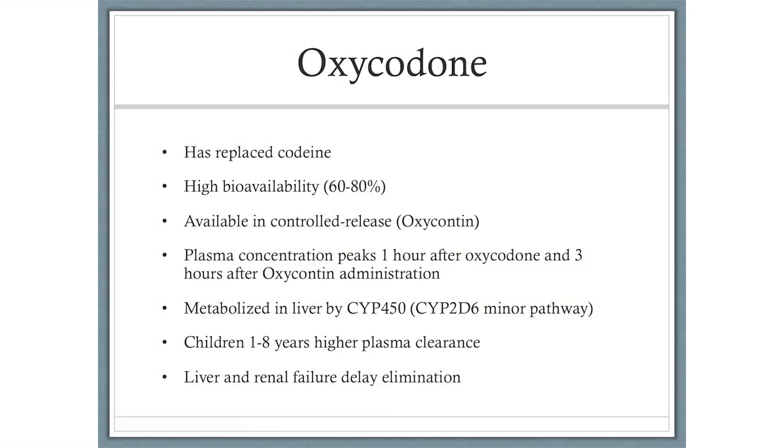So oxycodone has really replaced codeine. It has a pretty high bioavailability, 60 to 80%. It's available in a controlled release preparation, OxyContin. And the plasma concentrations peak after about 1 hour with oxycodone, about 3 hours after OxyContin. It's metabolized in the liver. The CYP2D6 pathway is a minor pathway involved. But liver and renal failure can delay elimination.